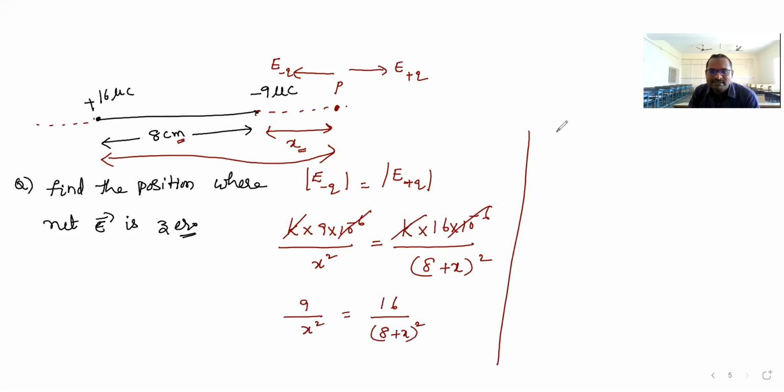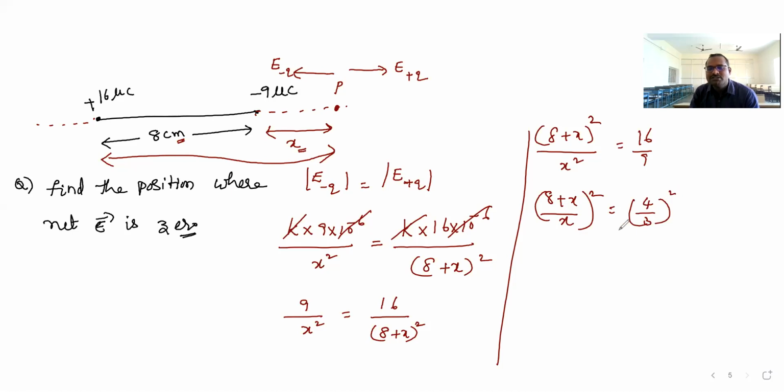Yes, it can be written as (8 plus x) whole square divided by x square is equal to 16 by 9. Can we write? Yes, we can write. Can we write this one (8 plus x) by x whole square? Yes. And this one you can write (4 by 3) whole square. Can we write? Yes. 4 square is 16, 3 square is 9. Square cancel. (8 plus x) by x is equal to 4 by 3.